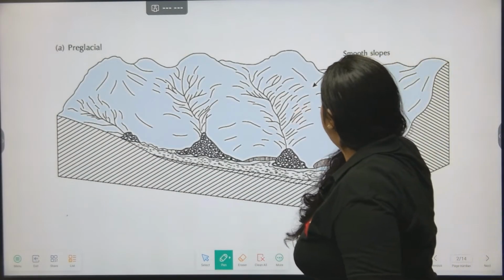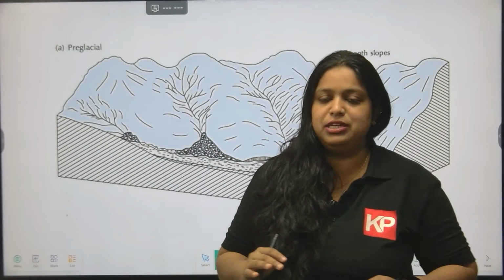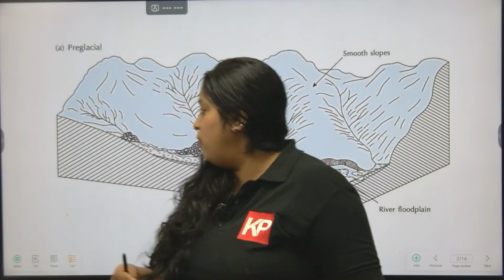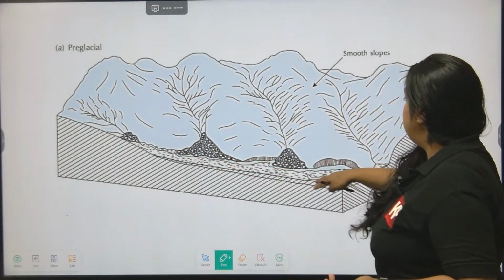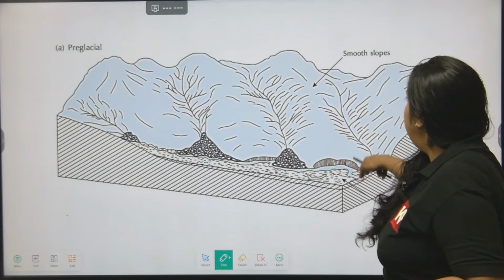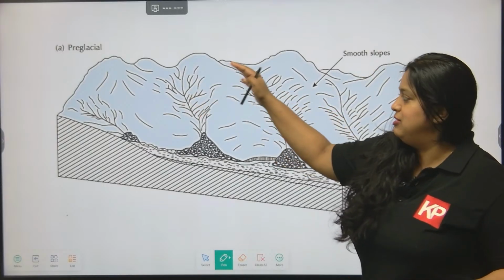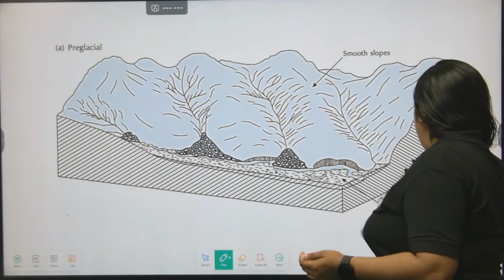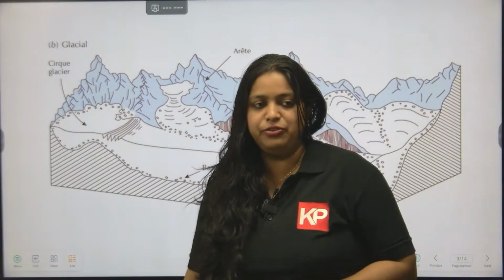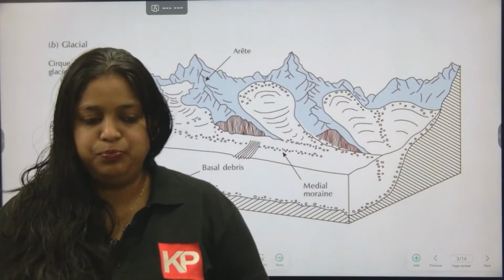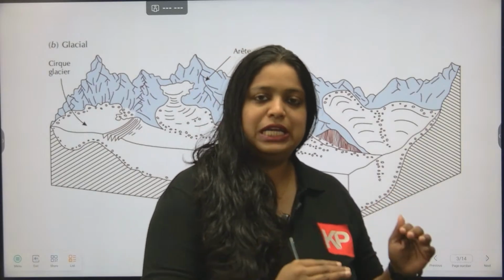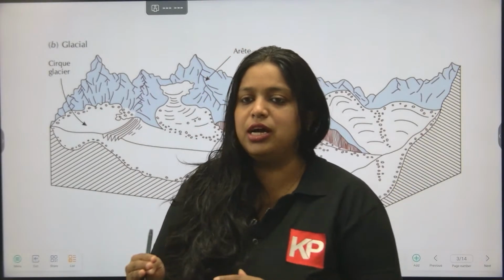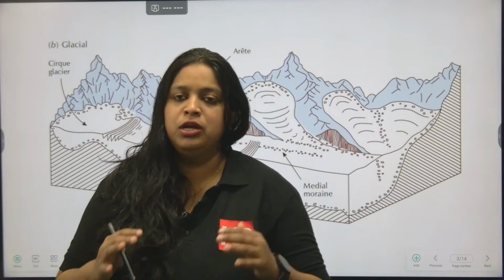When it comes to the pre-glacial situation, there is simply no event that has happened. There are no glacial events. A small valley is over here, a small river is flowing, and these are the smooth slopes. This is pre-glacial. Next, this is the glacier event. Now, we can divide the landforms associated with glaciers into two: one is the erosional landform, the other is the depositional landform.